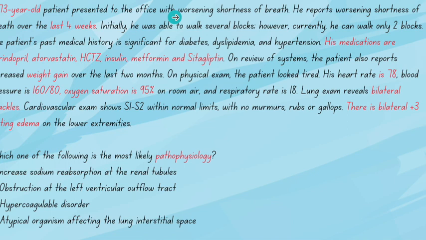Whenever I'm facing shortness of breath, I usually ask myself two things. Is it acute or chronic? And I think about three differential diagnoses: lungs, heart, and the blood. Okay. Increased shortness of breath. He reports worsening shortness of breath over the last 4 weeks. So this is more in keeping with subacute to chronic shortness of breath.